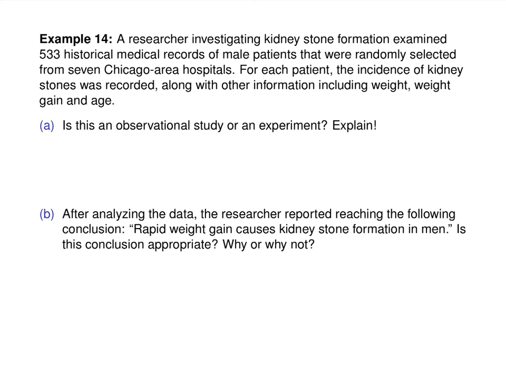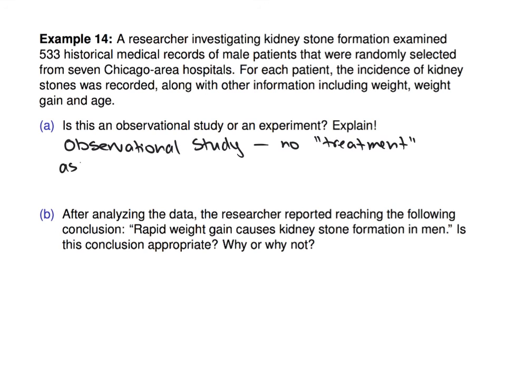So a researcher investigating kidney stone formation examined 533 historical medical records of male patients that were randomly selected from 7 Chicago area hospitals. For each patient, the incidence of kidney stones was recorded, along with other information including weight gain and age. So is this an observational study or an experiment? Now, this is an observational study. And the kicker with observational studies is that there was no treatment assigned to patients. When you assign a treatment to a patient, then you have an experiment.